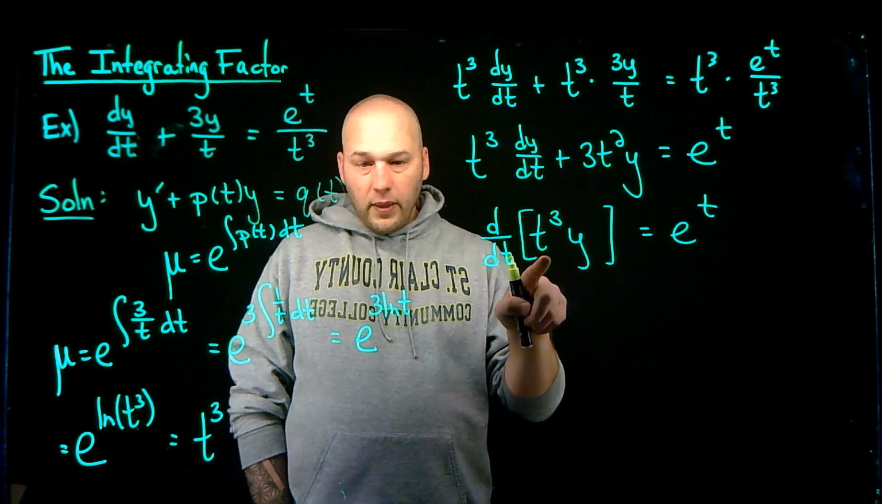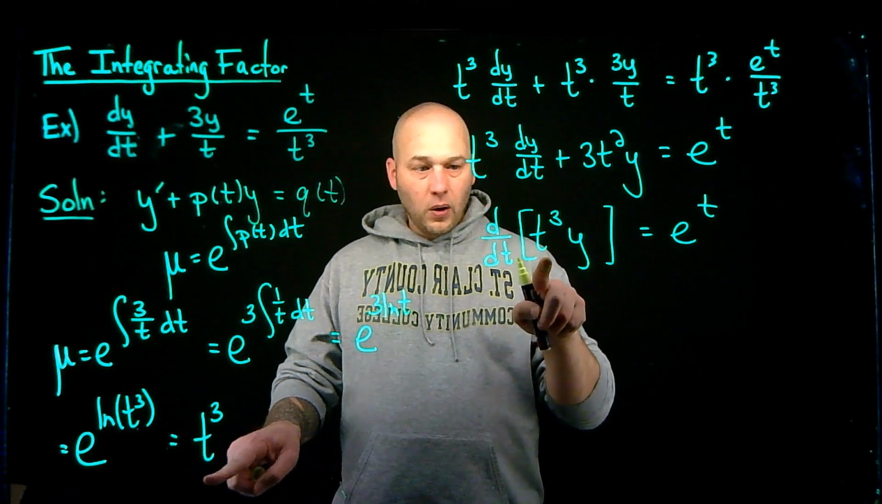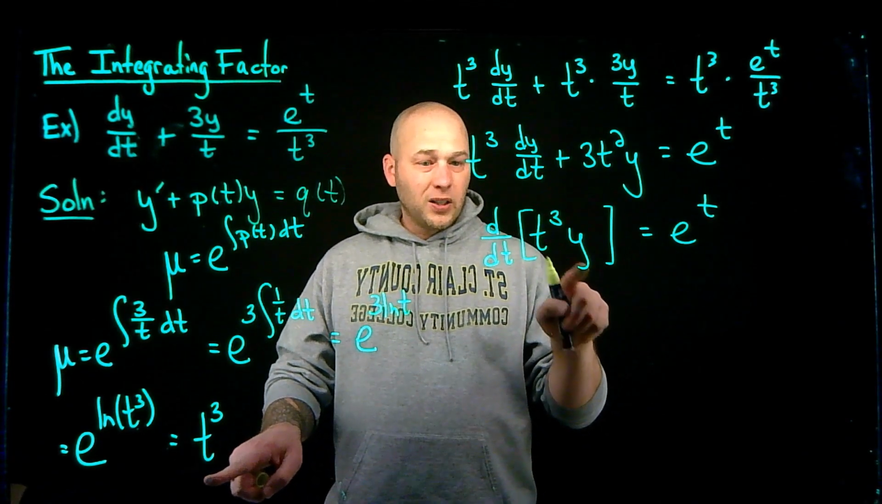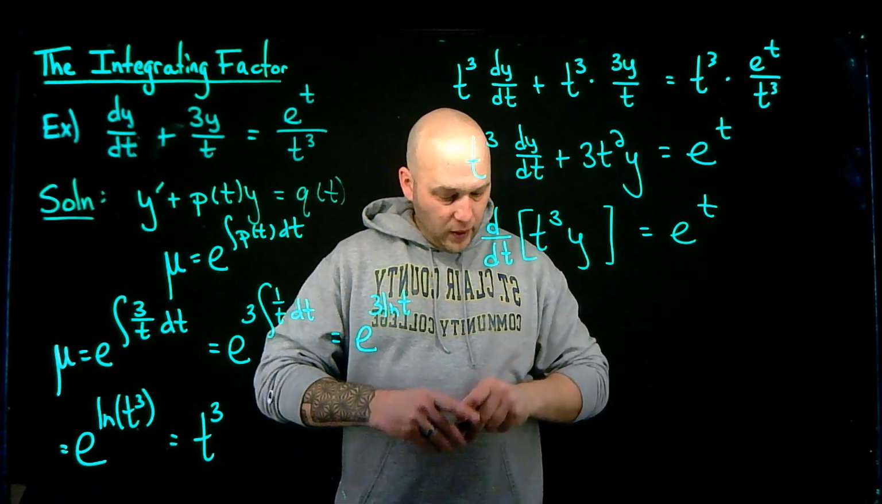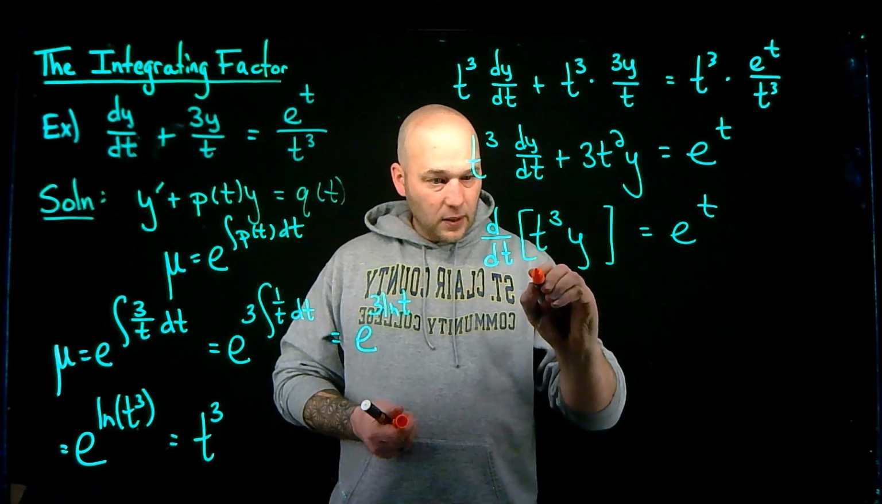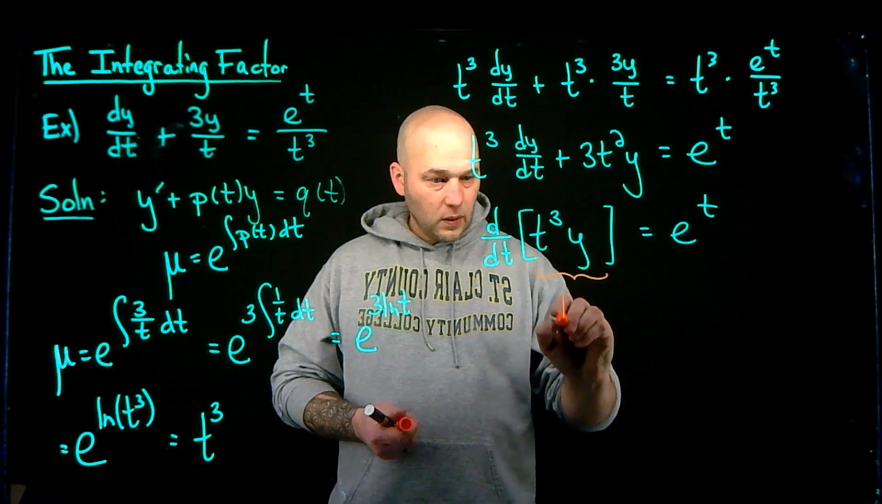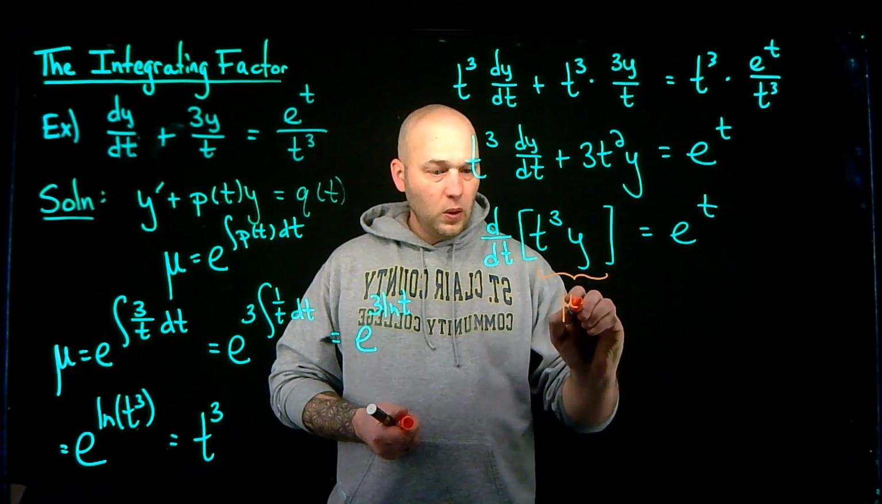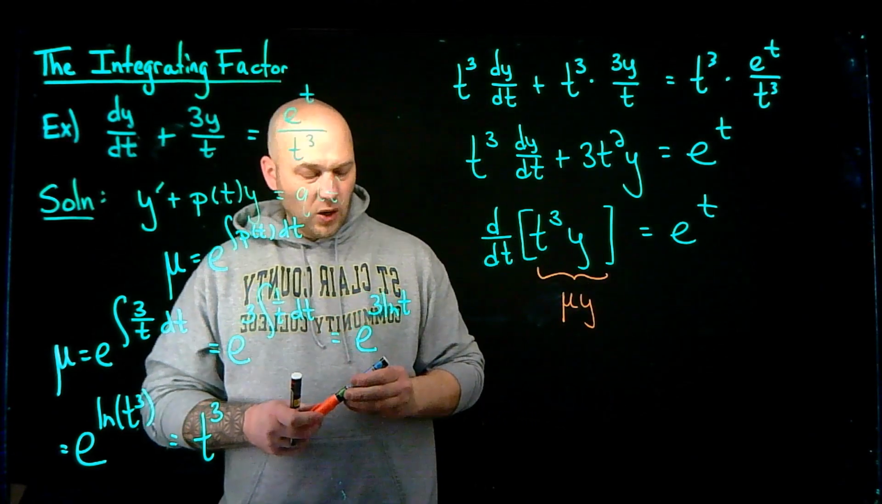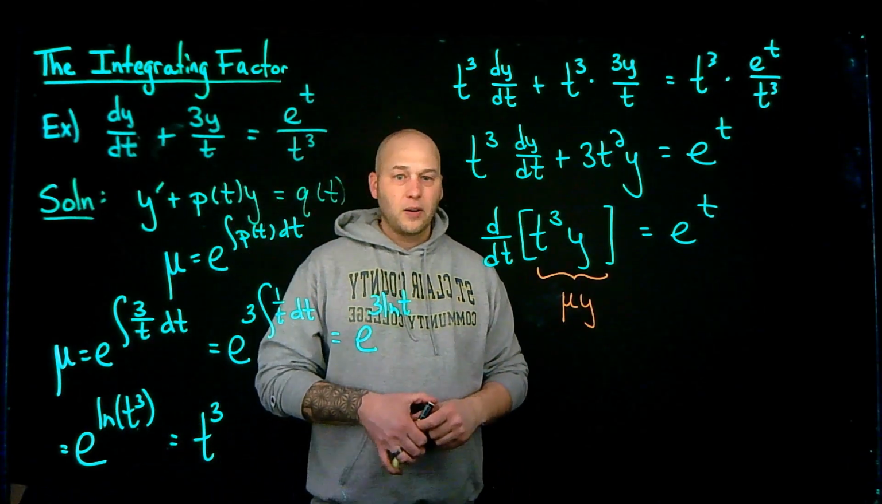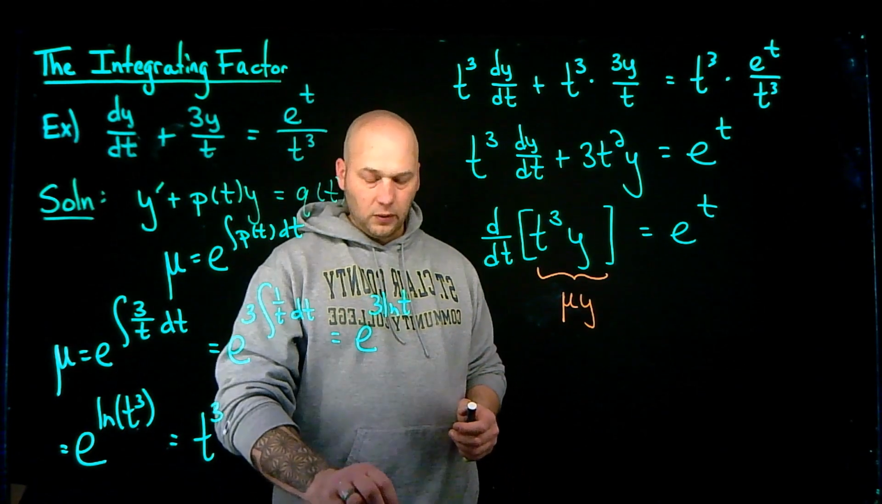T cubed, where did that come from? That was the integrating factor. Y, that's the unknown function. So actually every time, this is going to be inside the brackets here: mu y. It's always going to be the derivative of the integrating factor times the unknown function every single time.